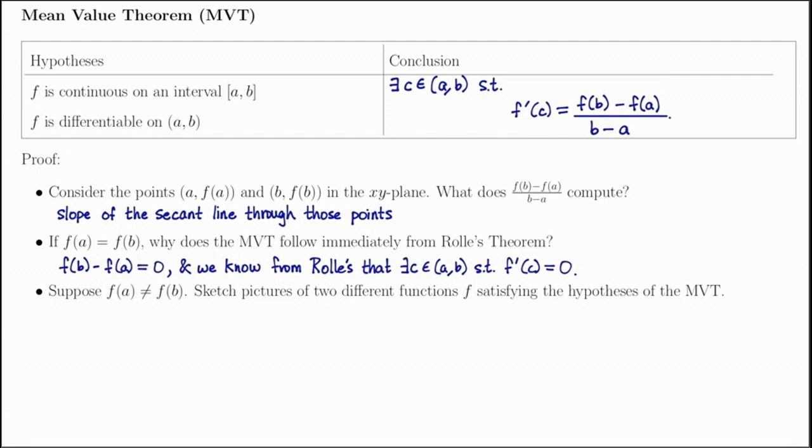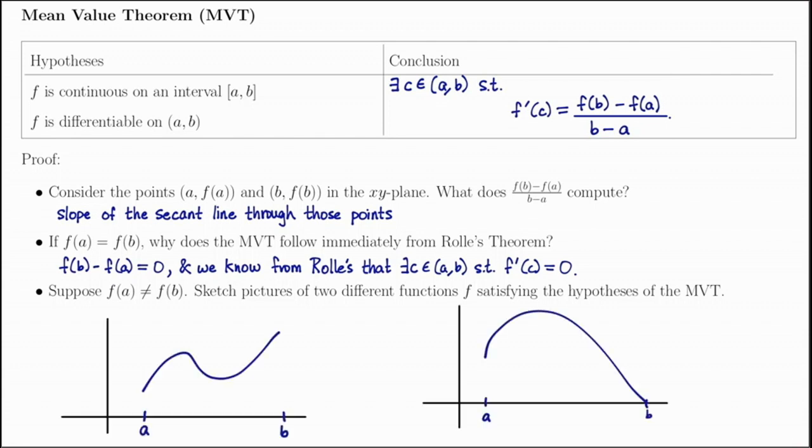Okay, now let's imagine that our function doesn't take the same value on the endpoints, so that we're not just looking at Rolle's theorem again. Here are two such functions. Let me go ahead and sketch the secant line passing through the endpoints. It looks like this. Just based on this picture, you can identify two zones where it looks like tangent lines to the curves would be parallel to the secant line.